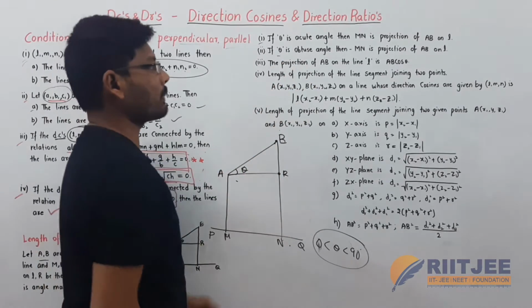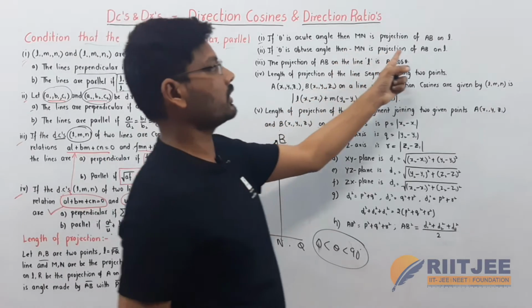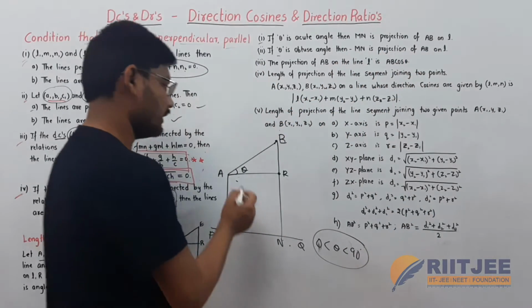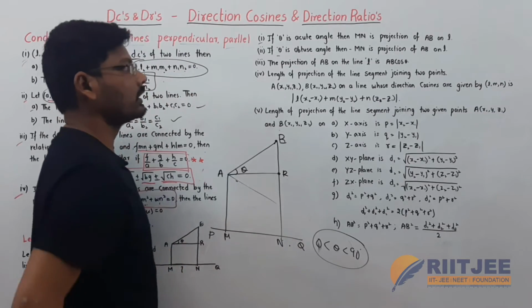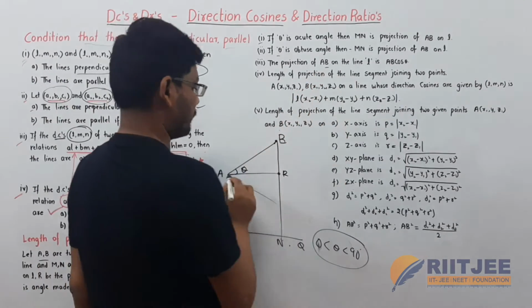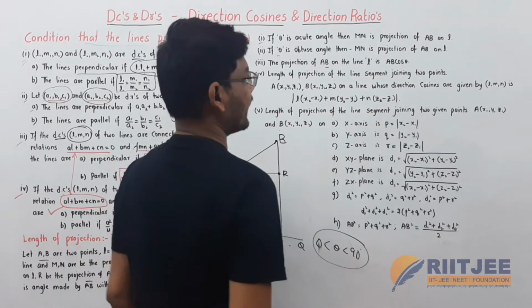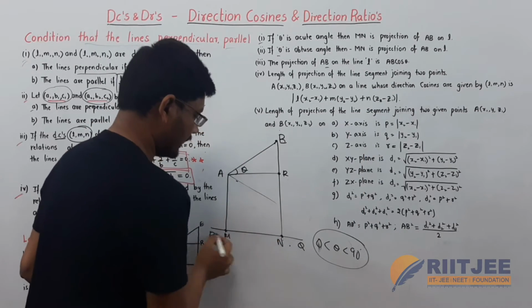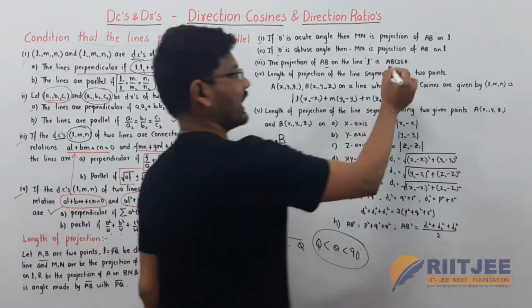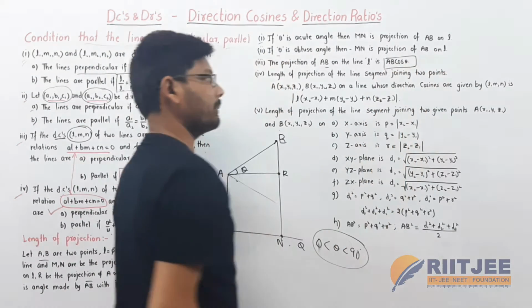Then if theta is an obtuse angle, MN is the projection of the line AB. Similarly, if theta is an obtuse angle, it will be projected on the MN line only. The projection of AB on the line L is AB cos theta, AB cos theta.